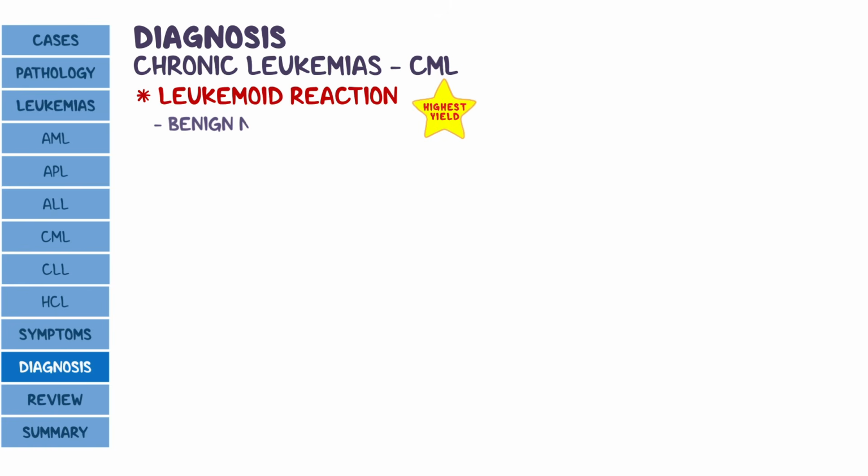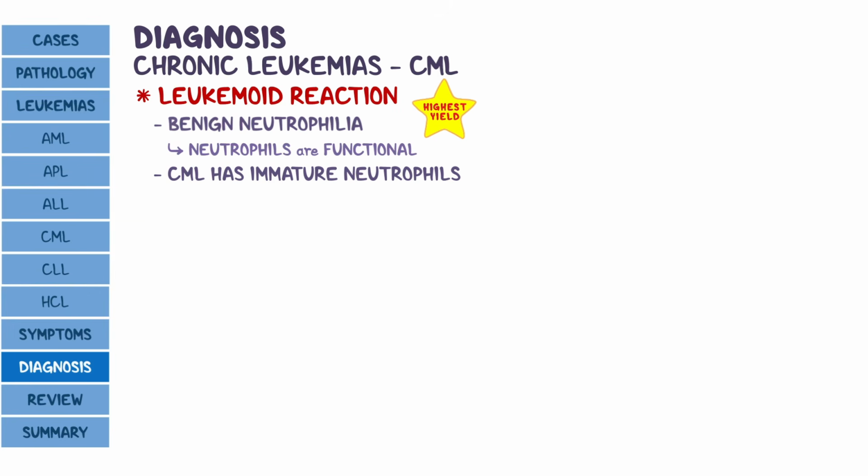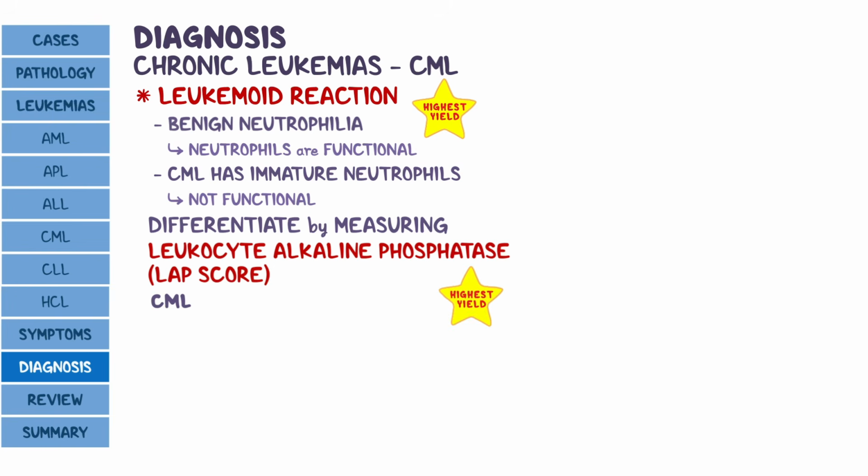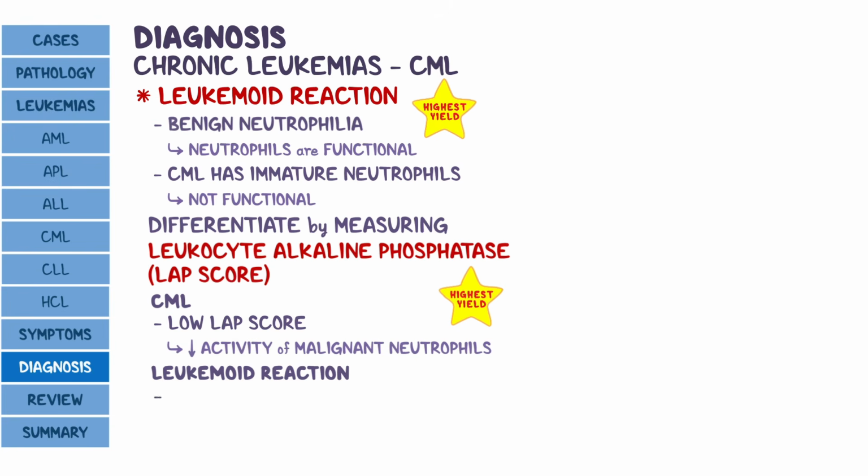this is a benign neutrophilia where the neutrophils are functional. Since CML has immature neutrophils that are not functional, we can differentiate the two by measuring a neutrophil enzyme called leukocyte alkaline phosphatase, also known as LAP score. In CML, there's a low LAP score as a result of the low activity in malignant neutrophils, as opposed to leukemoid reaction, which has a normal or increased LAP score.